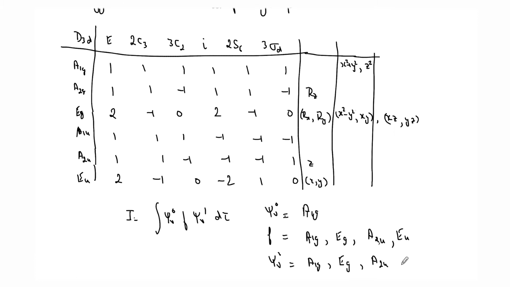Similarly a2u. And so why is that? Because now if I take a direct product of these three, this will be a totally symmetric representation. If I take a direct product of eg into eg, this will contain a1g. If I take a direct product of a2u into a2u, this will be a1g. Similarly, eu into eu would also give you a totally symmetric representation.